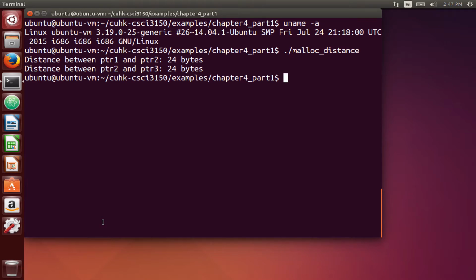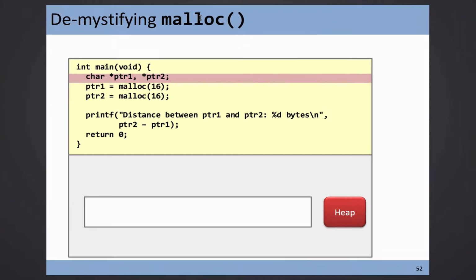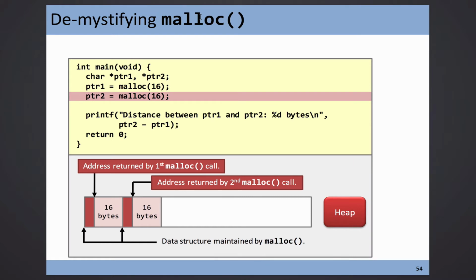Okay? This is the result of a 32-bit CPU, the same program. Now this time it's not 32, but 24. Okay? So, well, it seems to be very strange, right? But this is how it ends up.